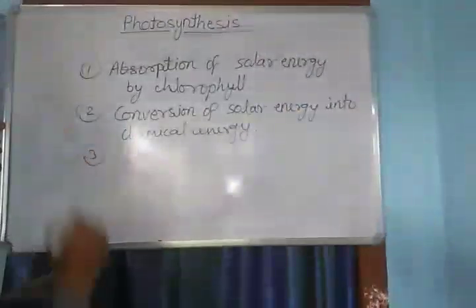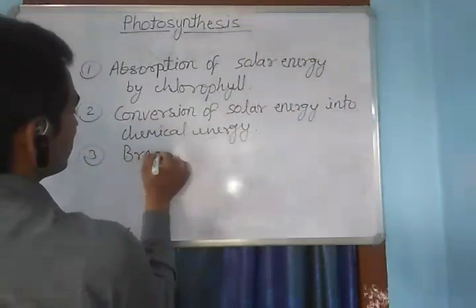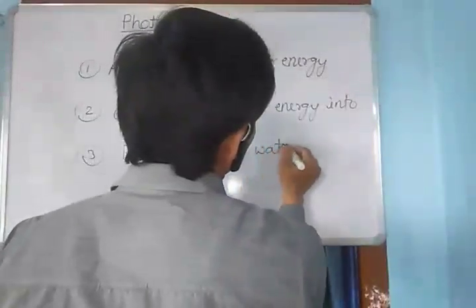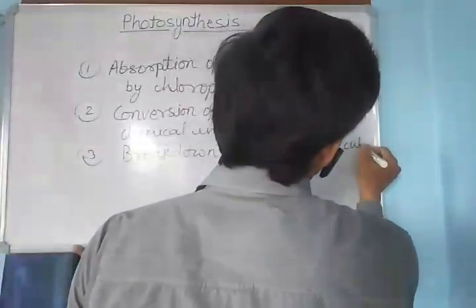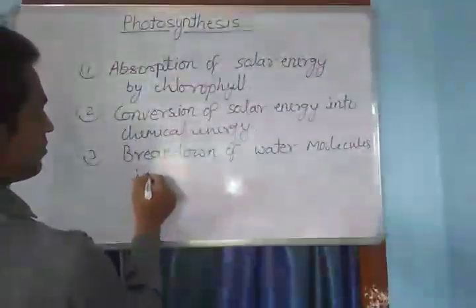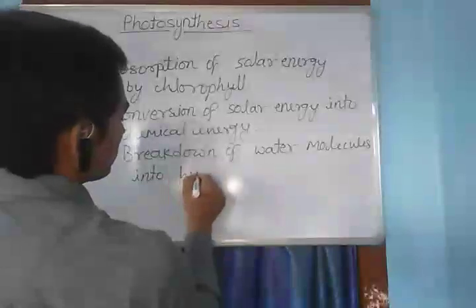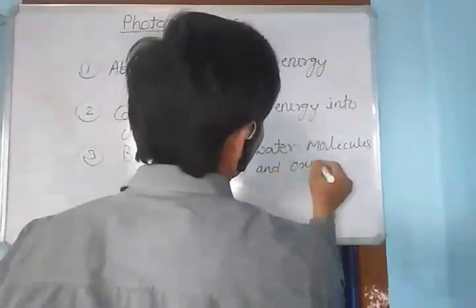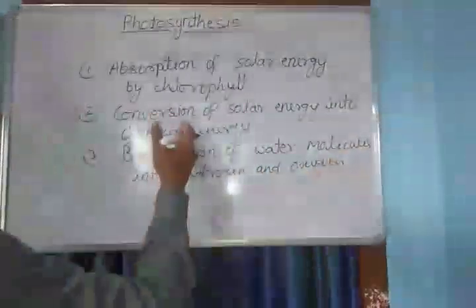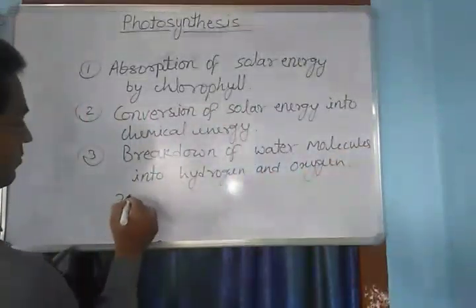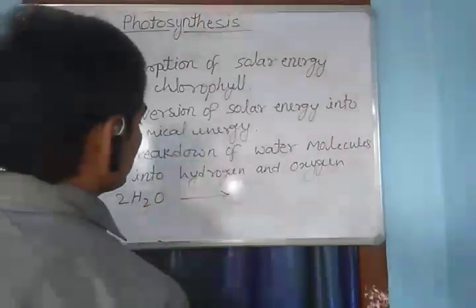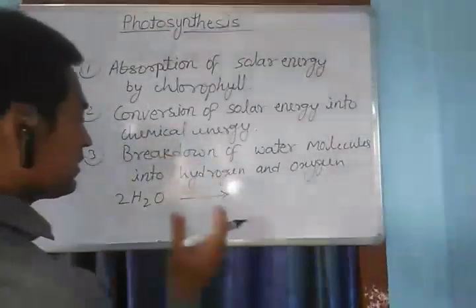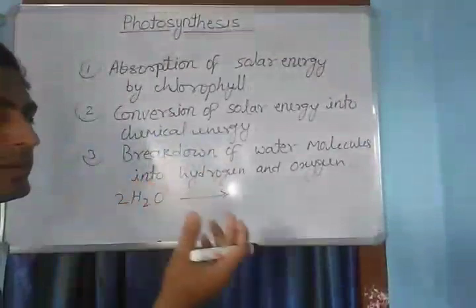The third one, breakdown of water molecules into hydrogen and oxygen by the chemical energy. It occurs in this way. This process is also called photolysis, breakdown of water, and it needs magnesium ion, chlorine ion, and calcium ion.